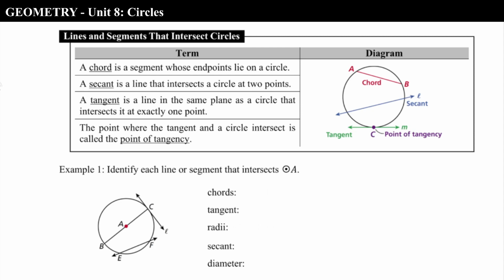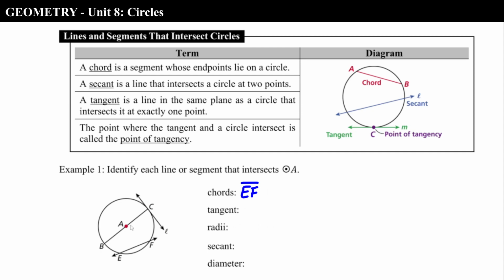So, for example 1, let's identify each line or segment that intersects circle A. We have 2 chords here, and remember, a chord is a segment that terminates on the circle itself on both ends. So we have 2 chords, the first of which is chord EF, or line segment EF, and you're probably thinking, well, this is a line, this is not a line segment. Remember, you can have a line segment be part of a line. Go back to Unit 1 and remember those very first basic concepts that we covered. So EF is a line segment and it is a chord.